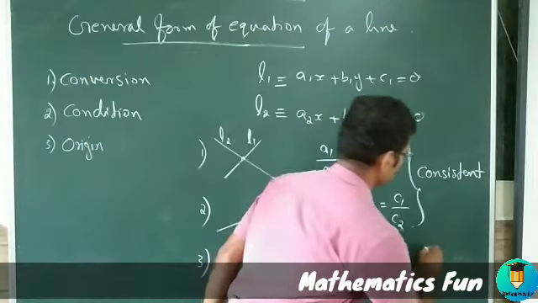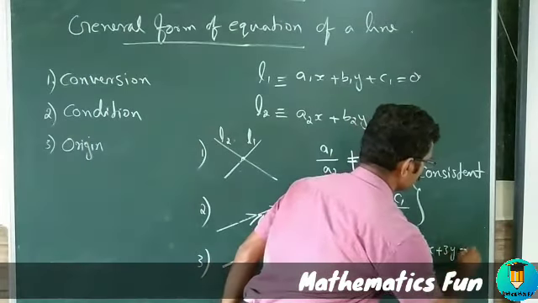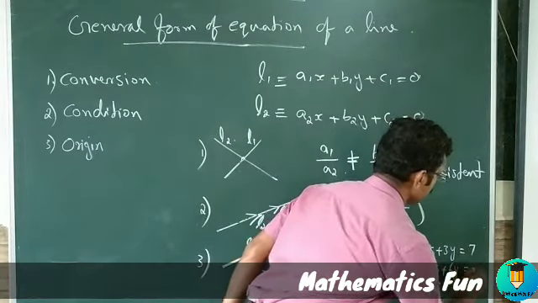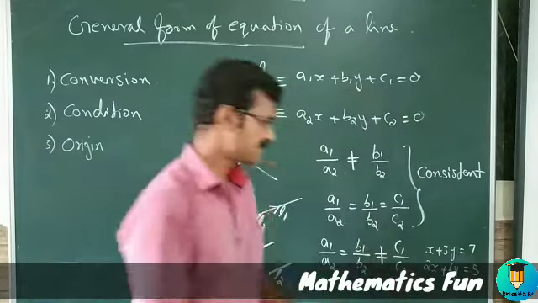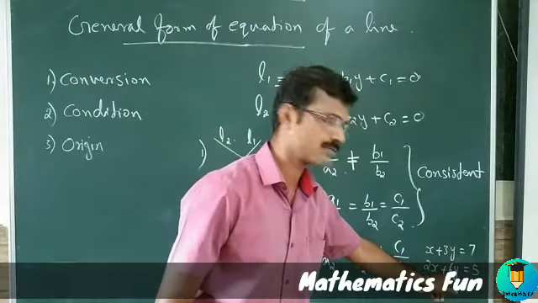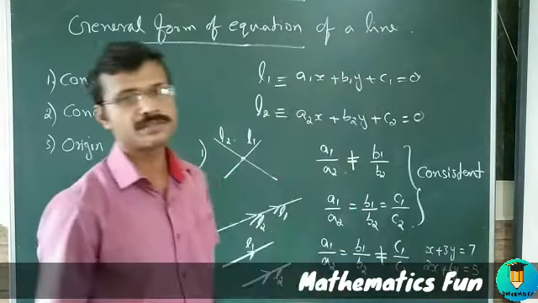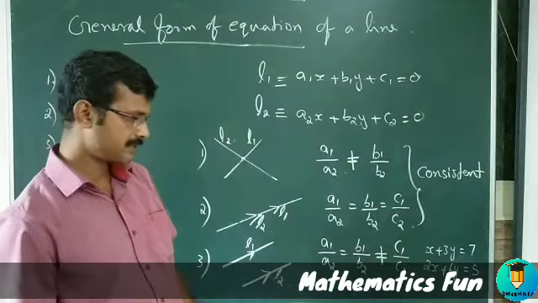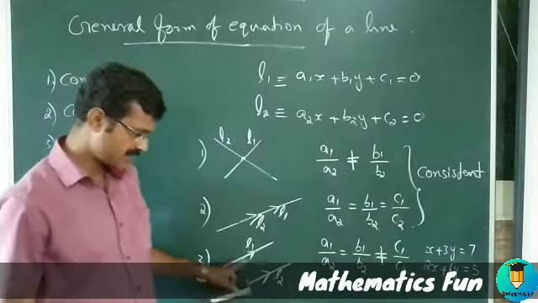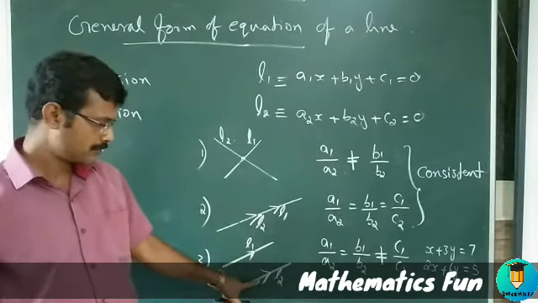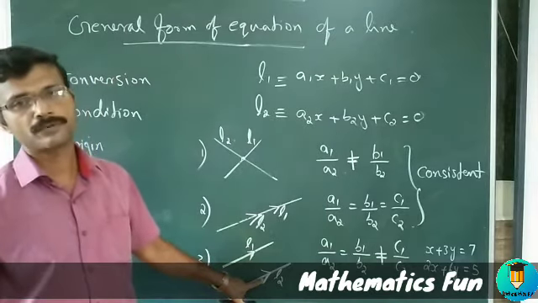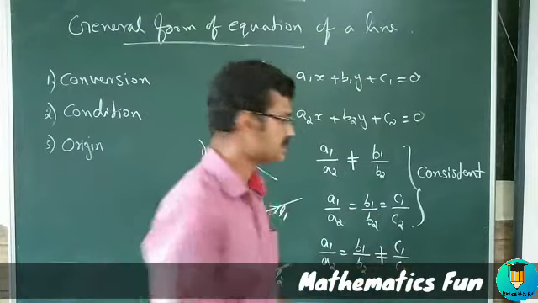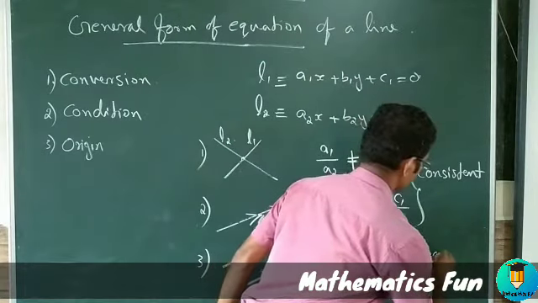See here, if I write an example, x plus 3y is equal to 7, 2x plus 6y is equal to 5. Here if you see the ratio 1:2, 1:2, and that is not equal to 7:5. So here the lines are parallel. Now in this case, there is no point common to both. Therefore, in this case, it is not consistent. Here we can say it is inconsistent.